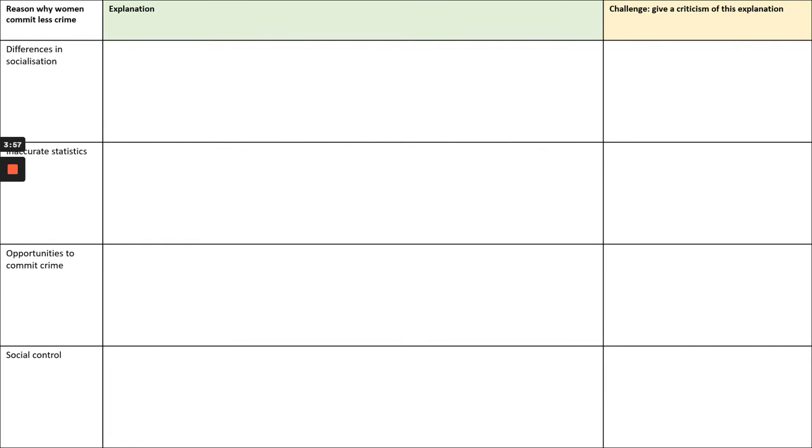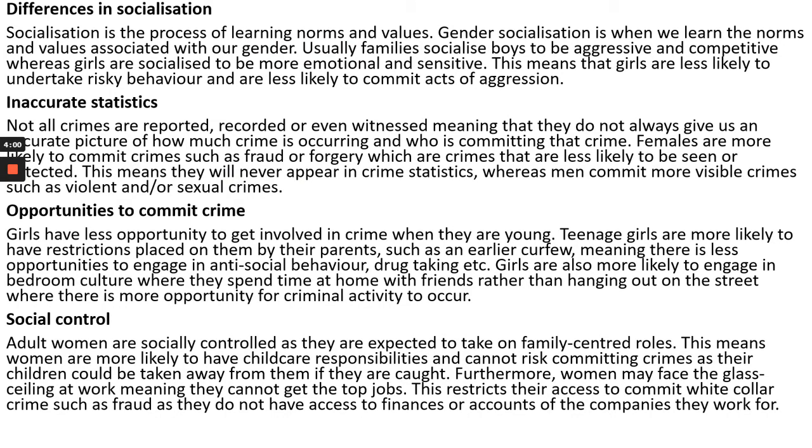So for the first one, differences in socialization, socialization is when we learn norms and values. In reference to crime, arguably boys are socialized to be more aggressive and competitive, and that leads them to be more likely to commit crime because of those behaviours that they have learnt at home. And girls are socialised to perhaps be more passive, more sensitive, more emotional, and thus are less likely to take risky behaviour or be aggressive, and so less likely to get in trouble for violent or destructive crimes.